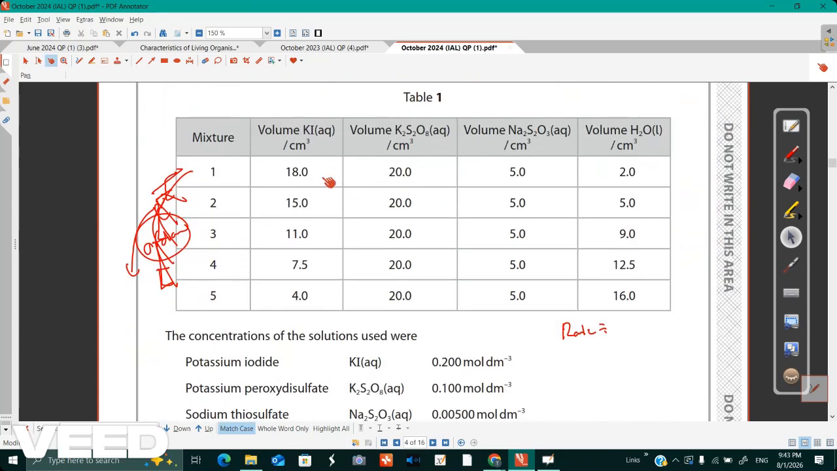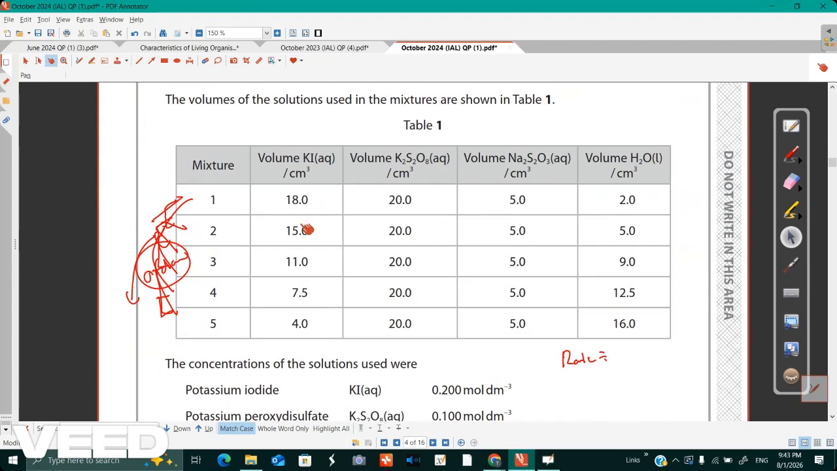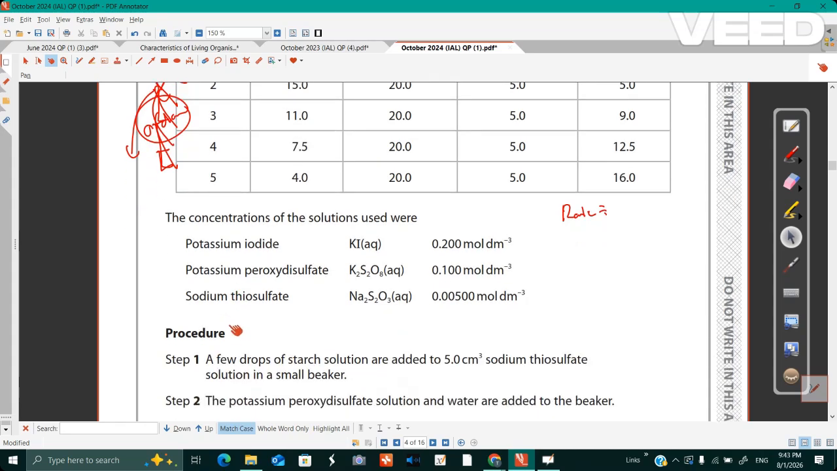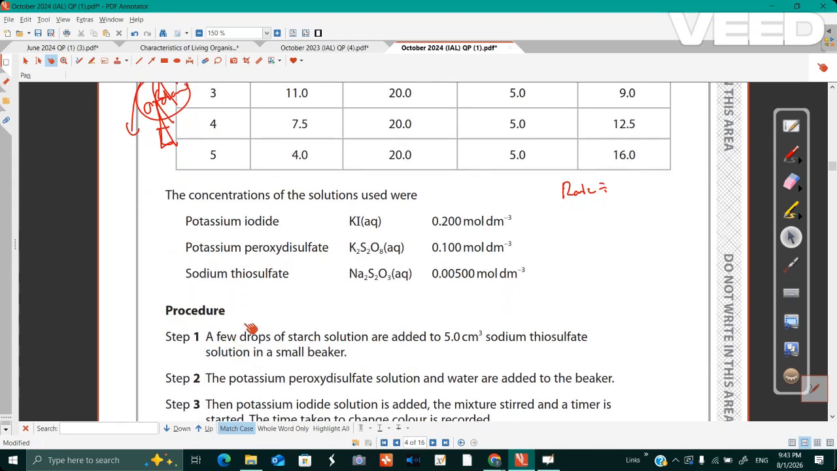So they make sure that the K2S2O8 concentration is kept constant and the initial concentrations of I minus are changed. With this experiment we are finding the initial rate. We call this the initial rate method. There's another method called the instantaneous rate method.